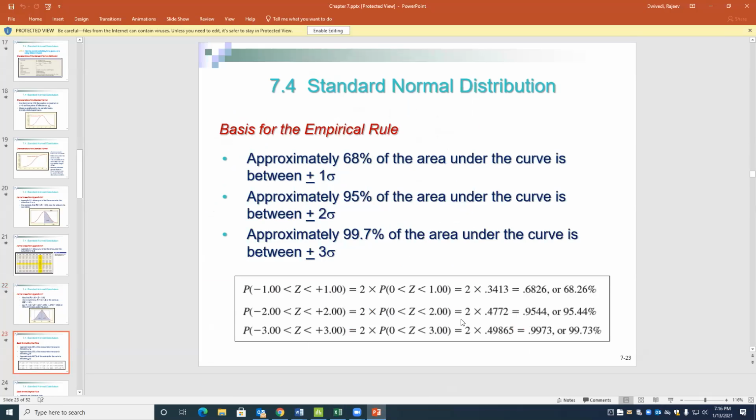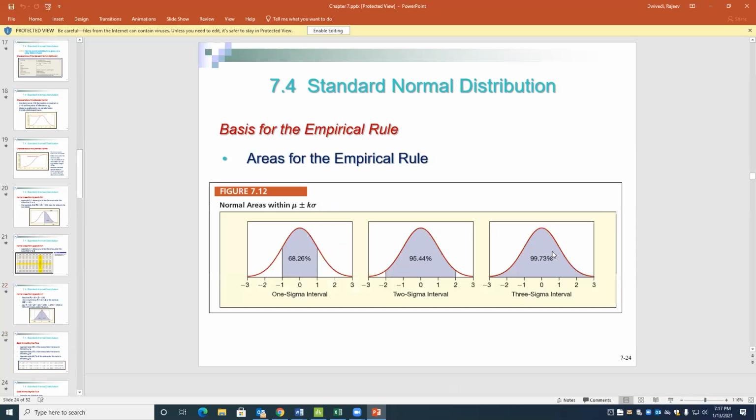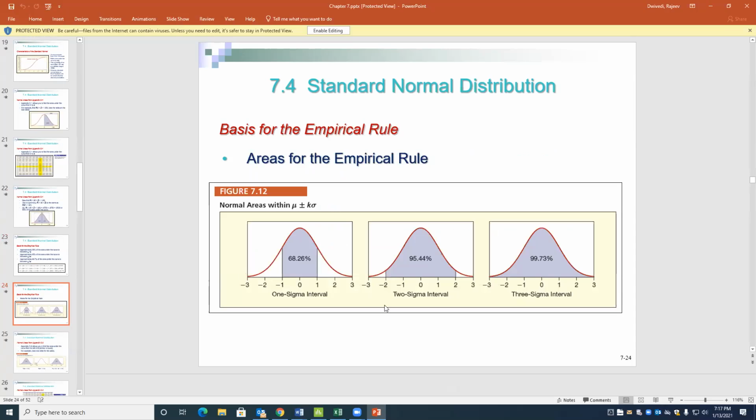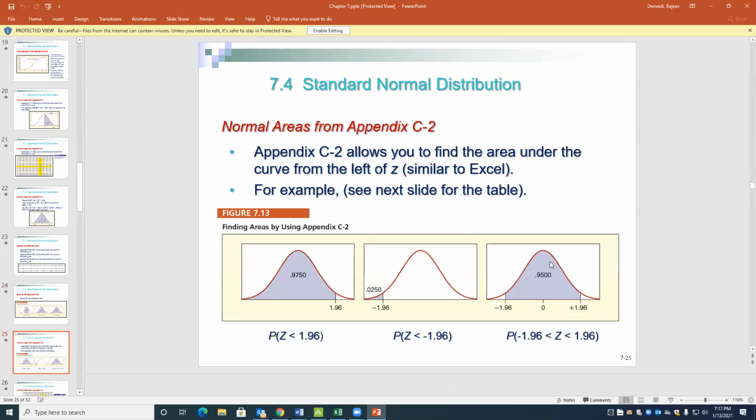So similarly, minus 1 sigma to plus 1 sigma is 68.26%. Minus 2 sigma to plus 2 sigma is 95.44%, and minus 3 sigma to plus 3 sigma is 99.73%. So these are the 3 sigma, 2 sigma, 1 sigma empirical rule.